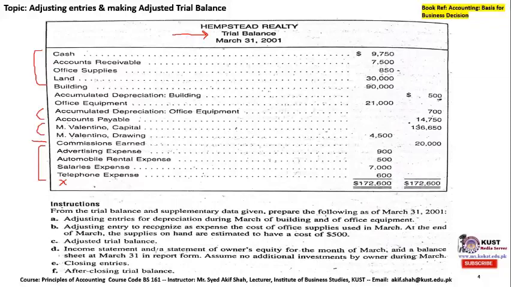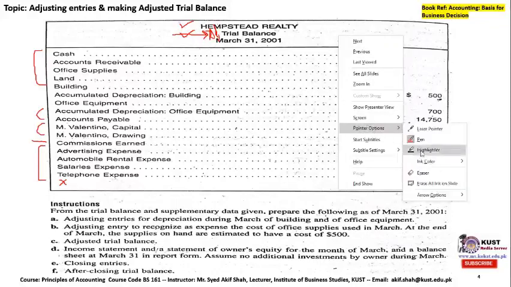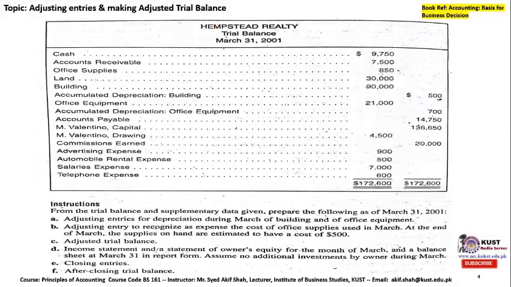So therefore what we have to do is to follow the same specimen, that is to write down the company name at the top, then to mention here adjusted trial balance while you are solving this case, not trial balance. It will be corrected with the title of adjusted trial balance.